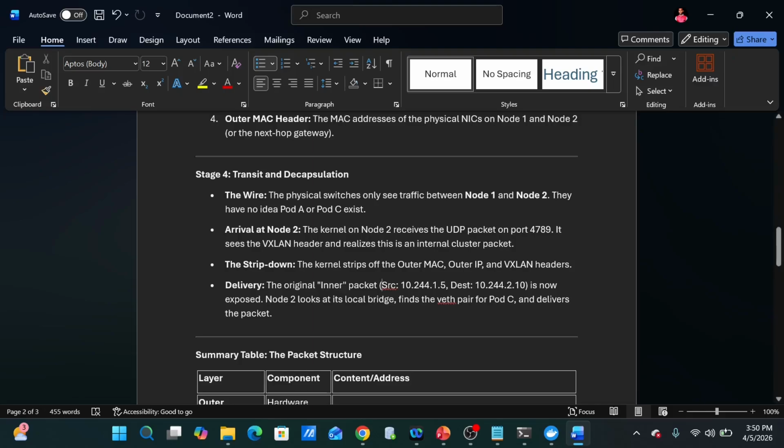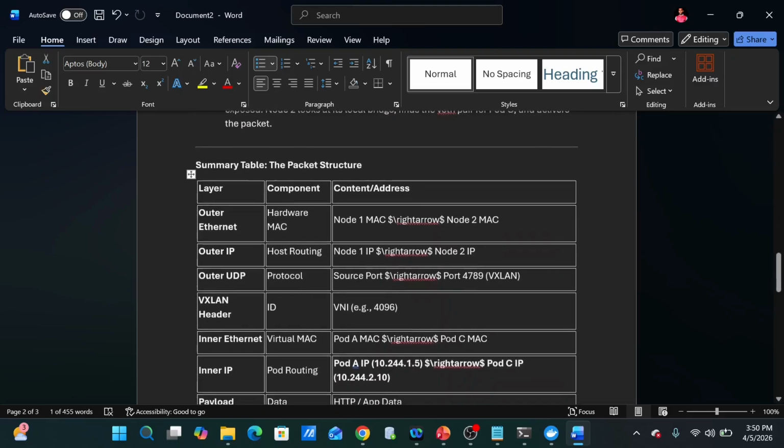Now node 2 looks at its local bridge and finds the VETH pair of pod C, and basically hands over to that VETH, the virtual Ethernet pair, which is outside of the pod, on the host side you can say. That is the one side from where the traffic absolutely goes to the pod that has IP 10.244.2.10. So in that manner all this will happen.